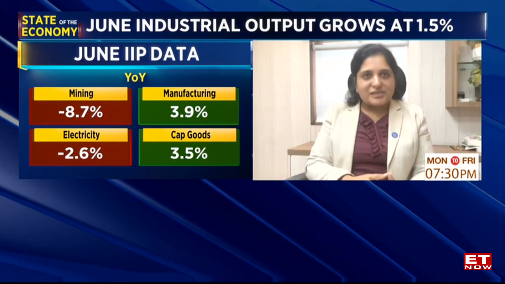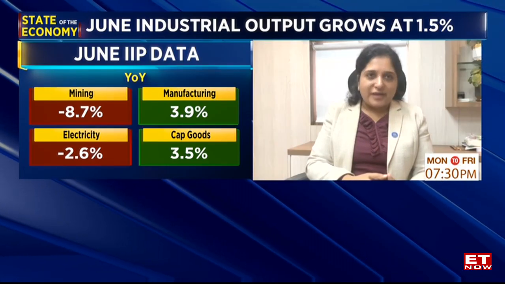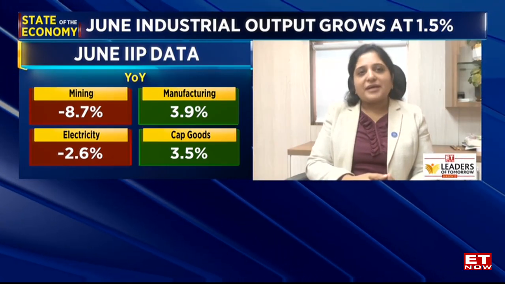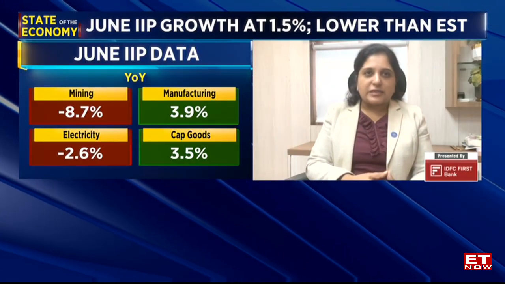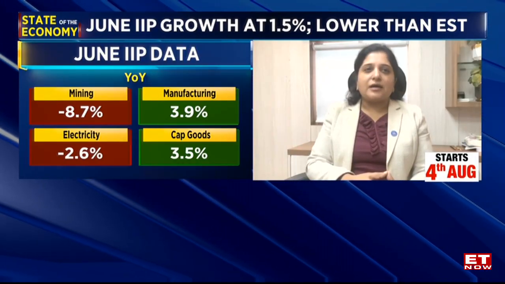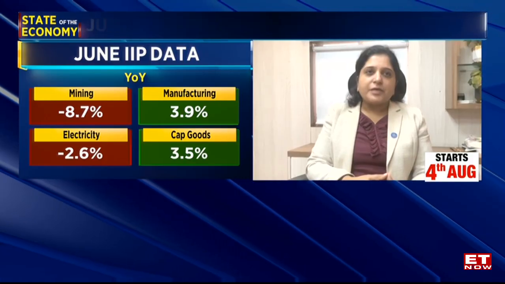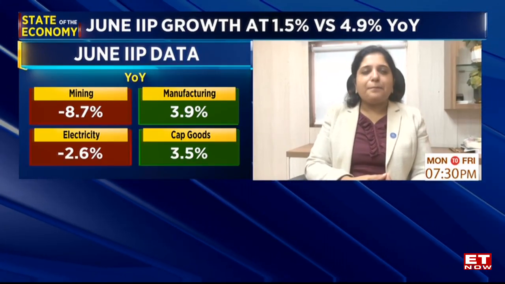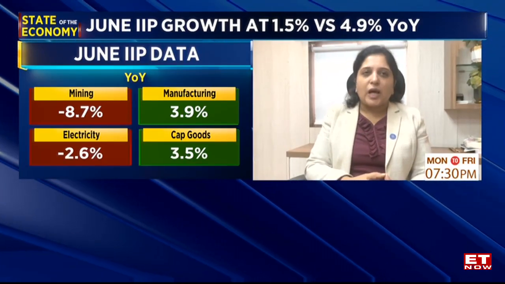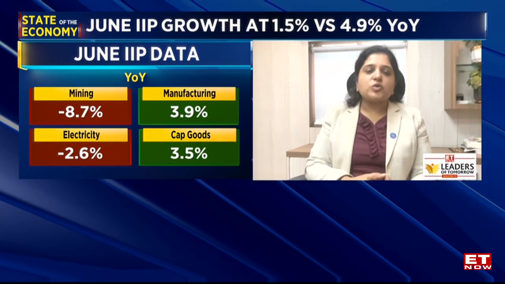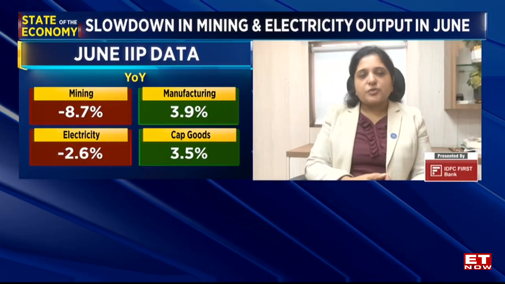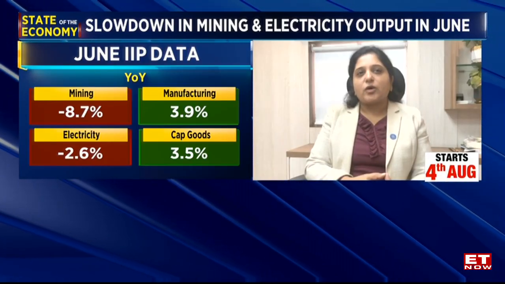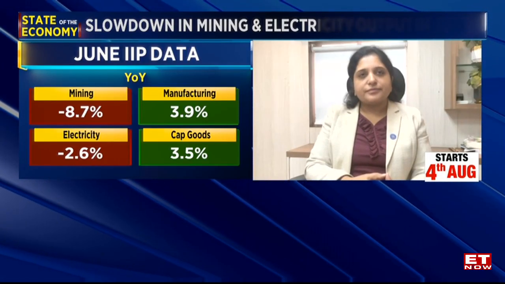I would agree with Sakshi. There is base effect. Maybe the government capex pull-up. We don't have the June government capex data till now. The fiscal numbers will be out on the 31st. So maybe the pace of spending slowed down in June compared to the high double-digit growth clocked in April and May, which is somewhat weighing on capital goods IIP this time.